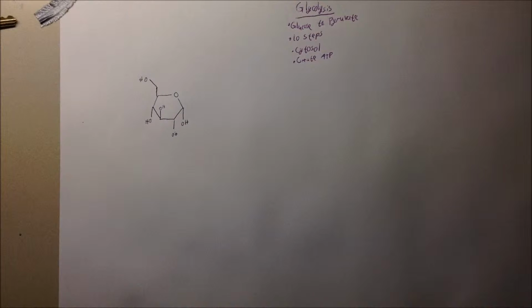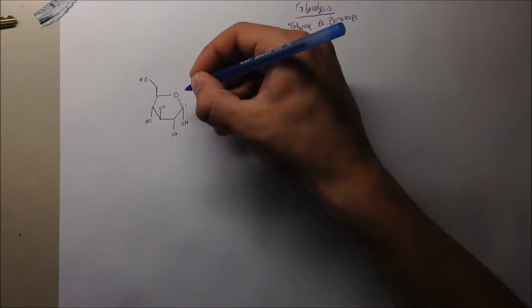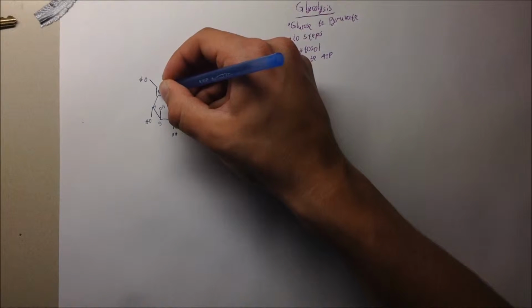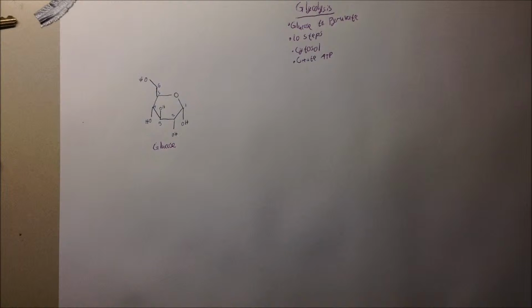Typically, when we're numbering glucose molecules, we start with this carbon. So this carbon is the number 1 carbon. This one's the 2 carbon, the 3 carbon, 4 carbon, 5 carbon, 6 carbon. So there's 6 carbons. I'm not showing all of the hydrogens just because it's easier and a lot quicker. So, as I said before, this is a glucose molecule. So, the first step is making this into glucose 6-phosphate.